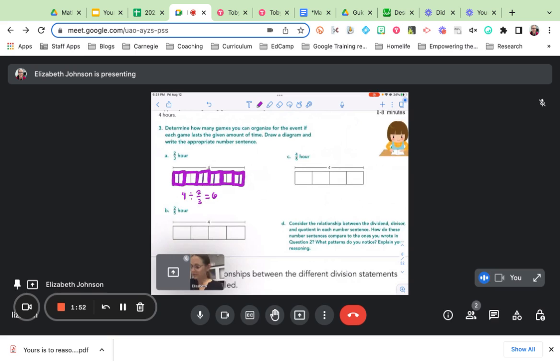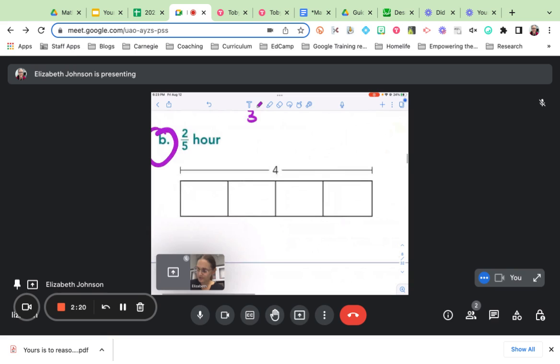Here you're saying, how many times can I fit 4/5 of an hour into 4 hours? What about 2/5 of an hour? So you're going to pause the video and you're going to do B and C. Let me just remind you of how the steps work. You use the denominator to decide how to divide your blocks. So when my denominator was 3, I divided these into thirds. Here your denominator is 5, so you'll divide these into fifths.